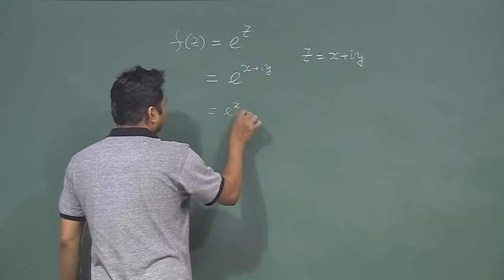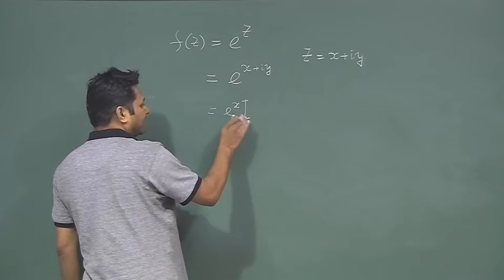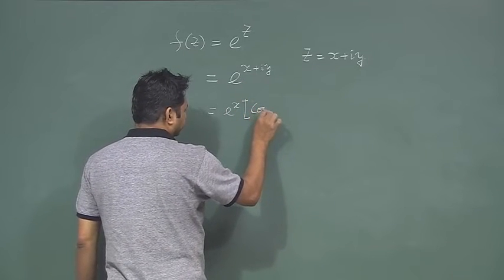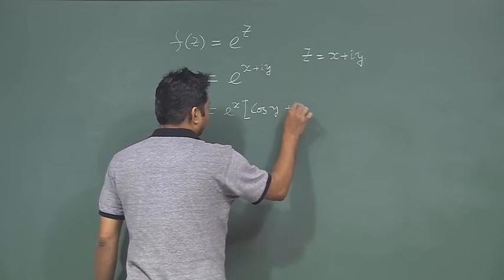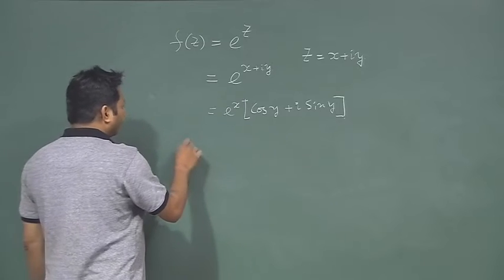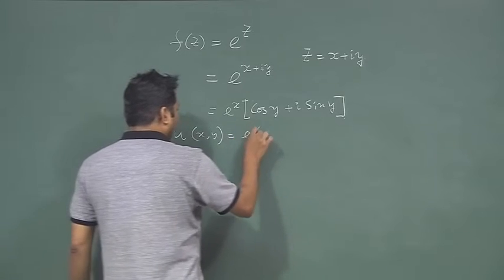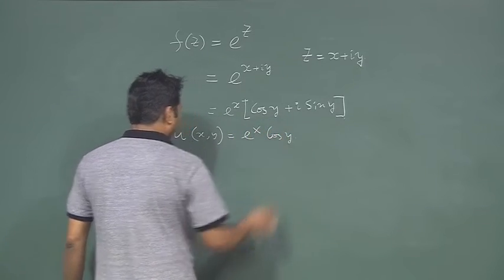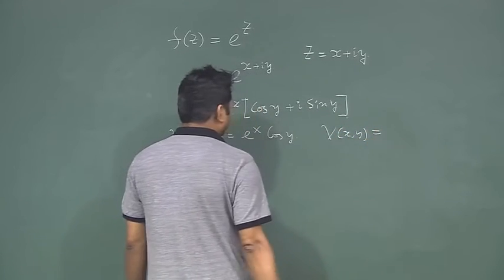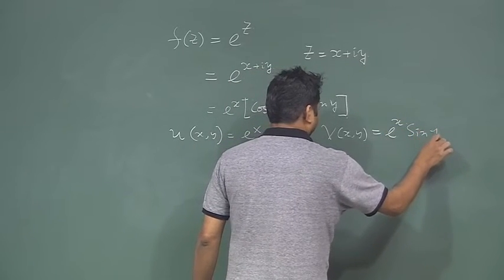So, I will just divide it in this way. Now, I can write e to the power x multiplied by e to the power iy. E to the power iy is just cos y plus i sin y. So, from here I can write my u of x y is e to the power x cos of y, and my v of x y is equal to e to the power of x sin of y.